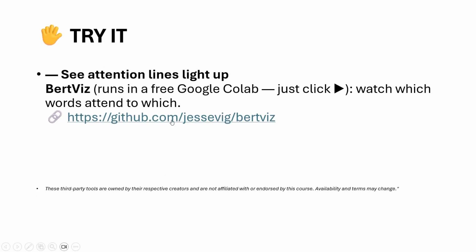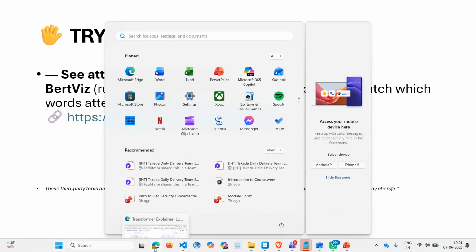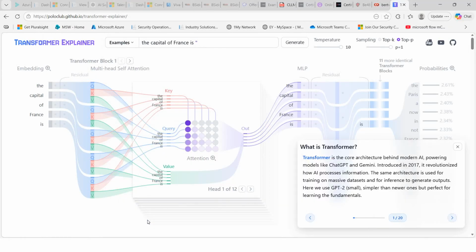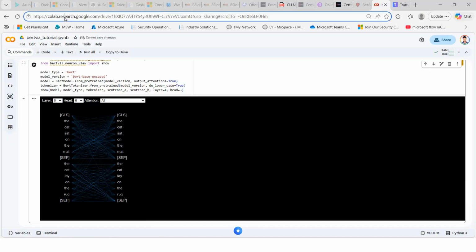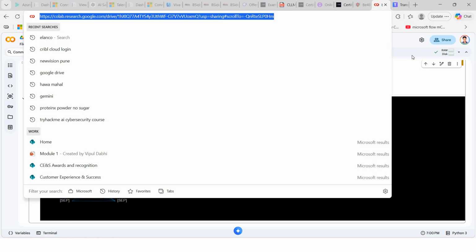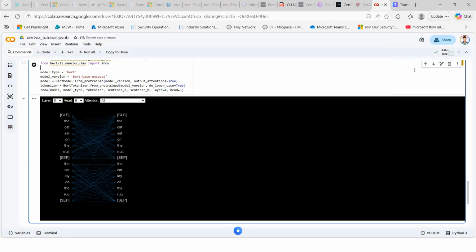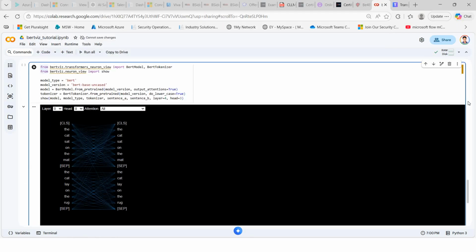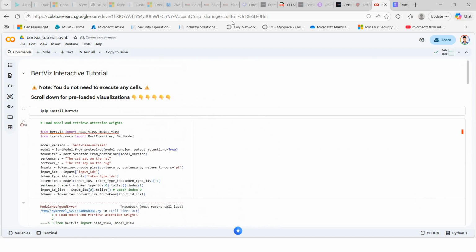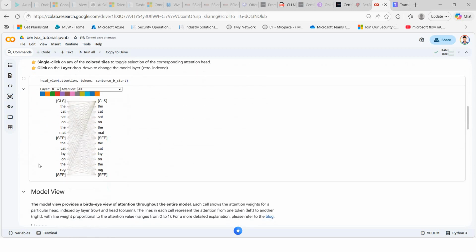You can try it again here. We have a Google Colab called BertViz. So I'll just take you here. There is this link which you can directly come and check. You do not need to execute any cells. Scroll down to the preloaded visualization. So basically come here and see.